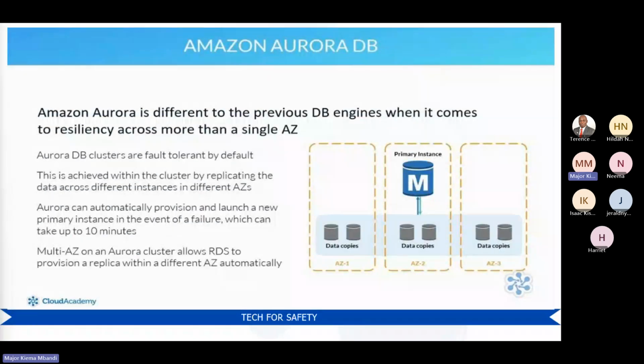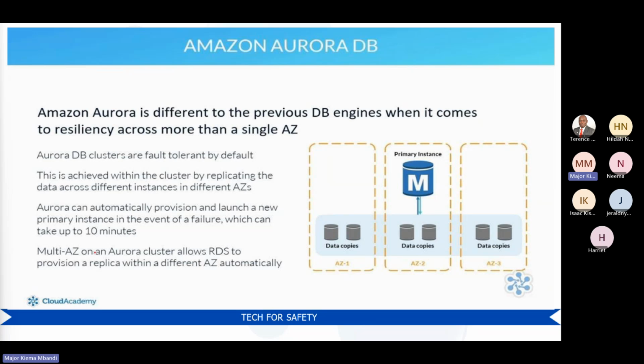Aurora. So Amazon Aurora DB. Remember, you have RDS multi-AZ, which is managed, but Aurora is different because Aurora is fully managed. Previously we learned some of the requirements you need to do, security groups, defining where you need to reside, but Aurora is a fully managed SQL database when it comes to resilience across more than a single AZ. So Aurora DB clusters are fault tolerant by default. Remember, for RDS you have the option to choose whether to run multi-AZ or a single AZ, but Aurora is like a serverless, fully managed service.